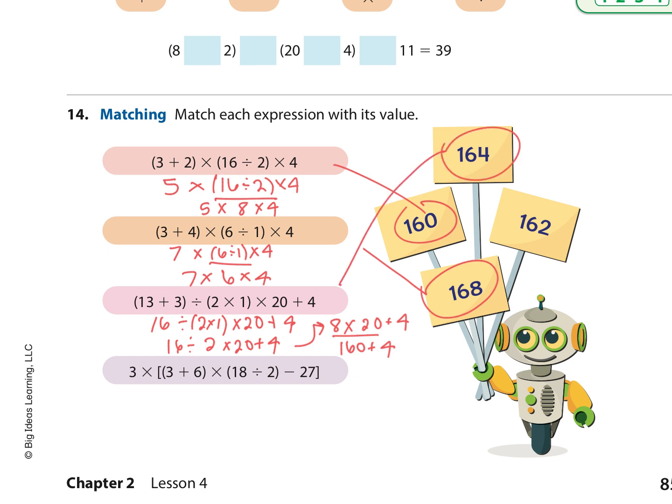Now the purple one, this is where I have multiple grouping symbols. Where do I start? The parentheses inside the bracket. Which one, the first or the second set of parentheses? The first. The first one. So I'm going to do 3 plus 6 first, which is 9. And I'm going to bring everything down. If I'm writing, you're writing right now, guys.